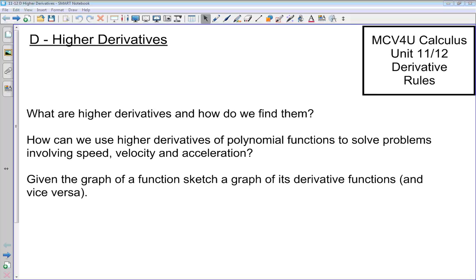So first off, what are higher derivatives? How do we find them? How can we use higher derivatives, particularly of polynomial functions, to solve problems, again involving speed, velocity, and acceleration, similar to the problems that we were working on in the last lesson. And then we're going to talk towards the end about sketching graphs of functions and their derivatives. And we'll do a little bit of work specifically relating to speed, graphs of speed and velocity and acceleration.